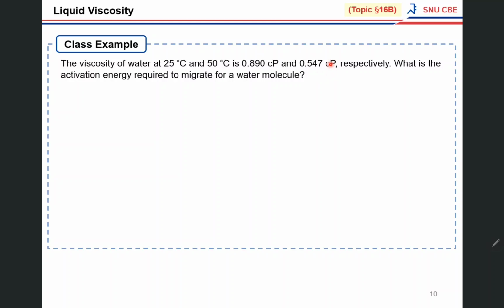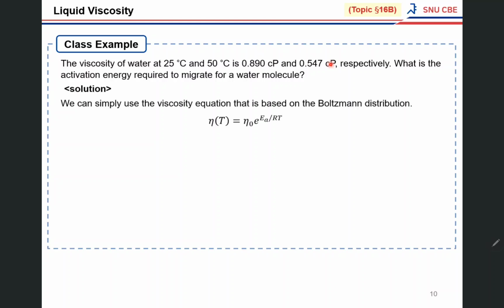So here, with these two temperatures, just like the case of the Arrhenius equation that we studied in general chemistry, we can calculate the activation energy that is required for a water molecule to migrate through the liquid water phase. Here we have the equation for the dependency of the viscosity of molecules in the liquid phase based on the Boltzmann distribution. And we have the viscosity values at the two different temperatures, T1 and T2.